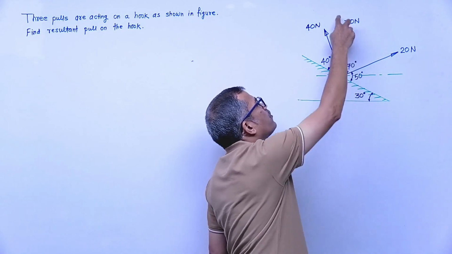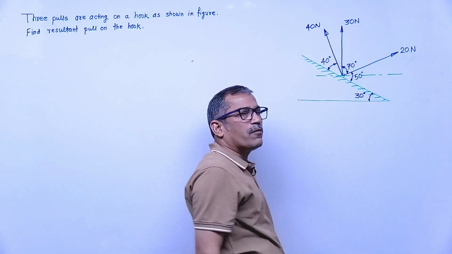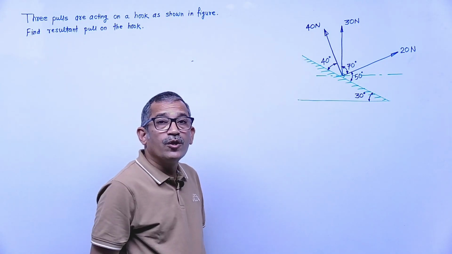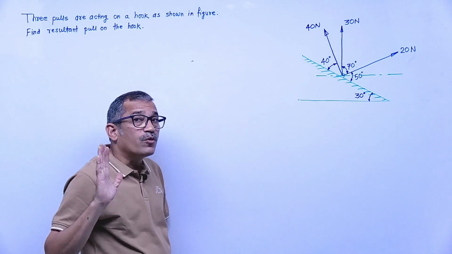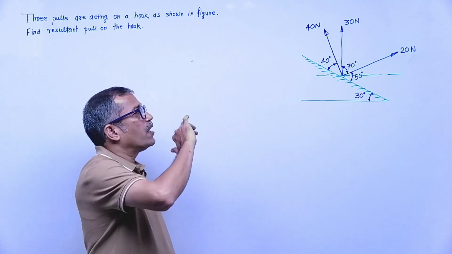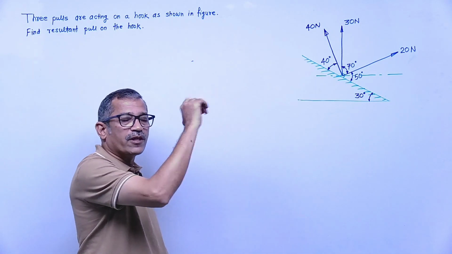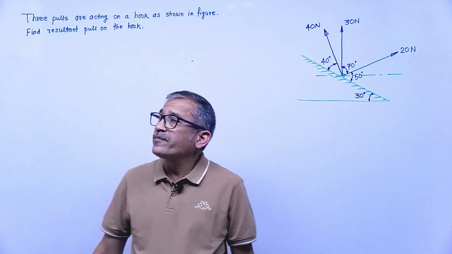Away. This is also away. This is also away. Away from body means which type of force? Pull type of force, right? Towards body means push type. Away from body means what? Pull type.